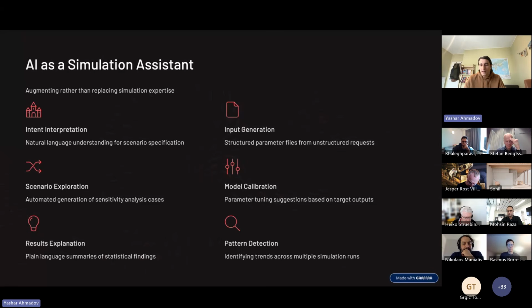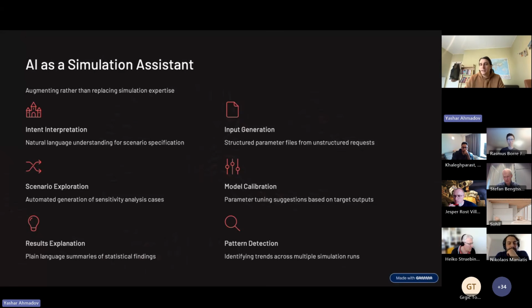Model calibration. As I said, we rarely run a simulation one time. We run it multiple times. We get some outputs. We calibrate the model with other parameters, making it a kind of loop to get to the point we want. This is also where AI can help as a simulation assistant.